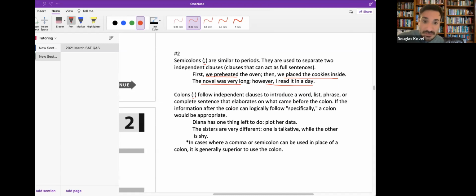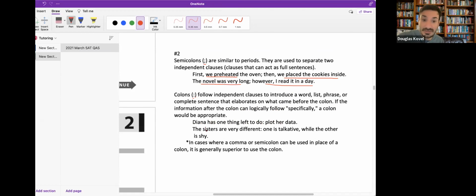So another way you could think of it is if the information after the colon can logically follow "specifically," a colon would be appropriate. So I just gave you two examples here. Diana has one thing left to do: plot her data. I could have just ended the sentence at "she has one thing left to do." That's not grammatically wrong, but then the reader's left wondering, what is that thing that she has left to do? So Diana has one thing left to do, specifically plot her data, or colon, plot her data.